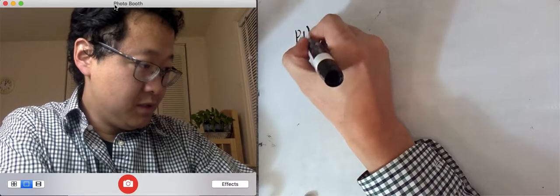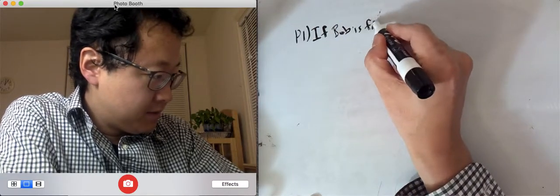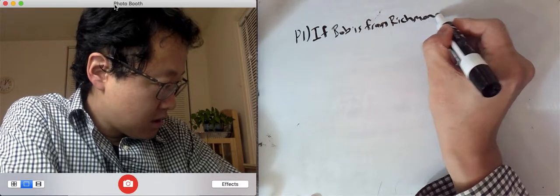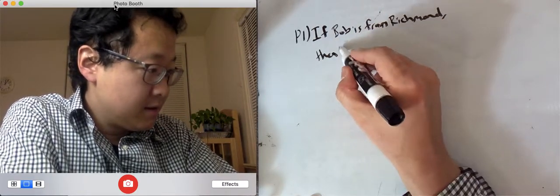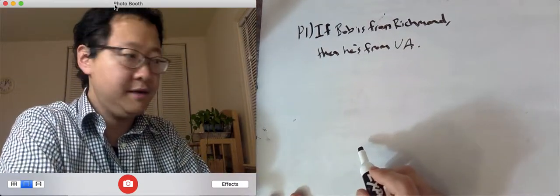Okay, so let's say we write here premise one. Some of you might be from Richmond. You grew up in Richmond. So if that's you, let's say your name's Bob. What's true of anybody from Richmond is that they're also from Virginia, because Richmond is a city in Virginia. It's the capital of Virginia. So if I write, if Bob is from Richmond, then he's from Virginia.